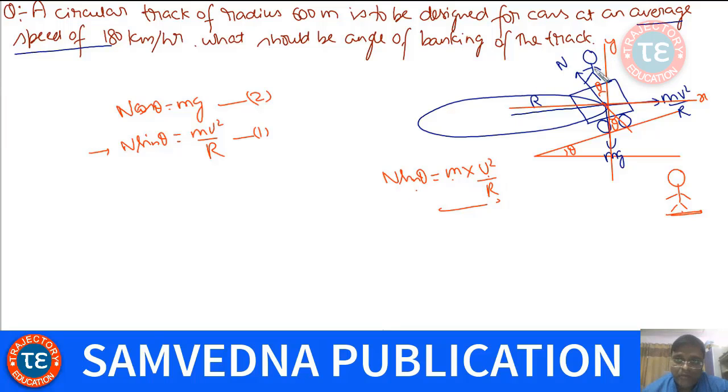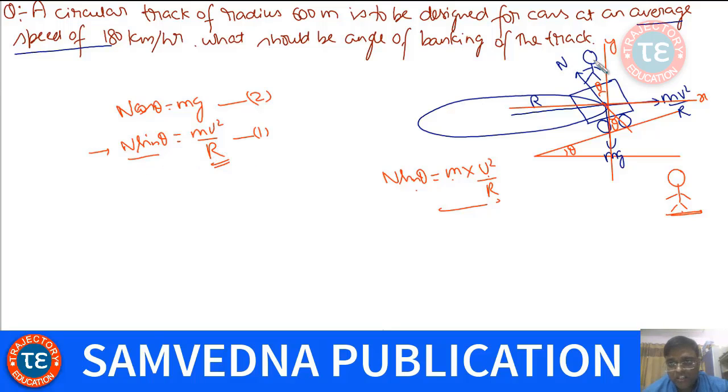But if I take my observer on the car itself, then this is a non-inertial observer, and in order to study dynamics, you have to apply a pseudo force also, in the direction opposite to the direction of acceleration of the non-inertial observer's frame. The man is in the car frame, so the car is accelerating radially inward, so you have to apply a pseudo force in the radially outward direction, and this pseudo force has to be balanced by n sin theta.